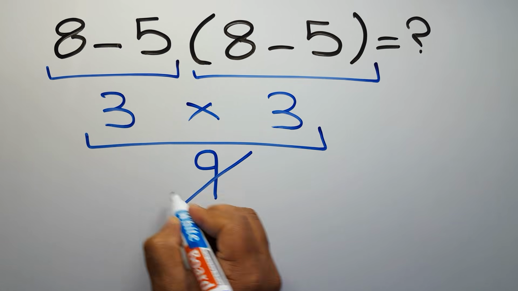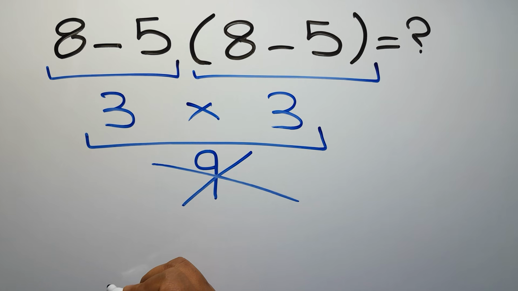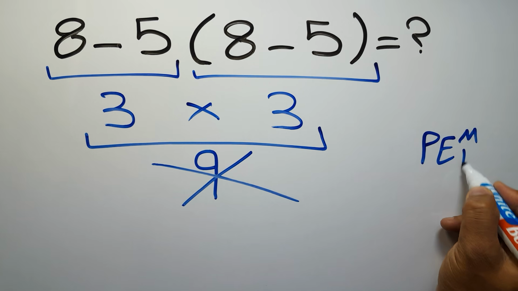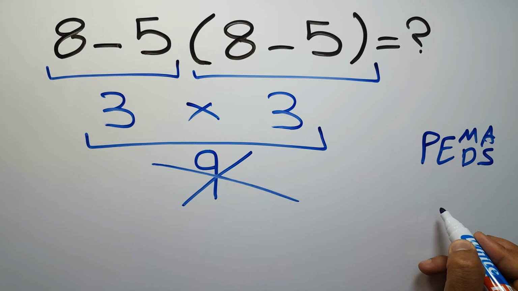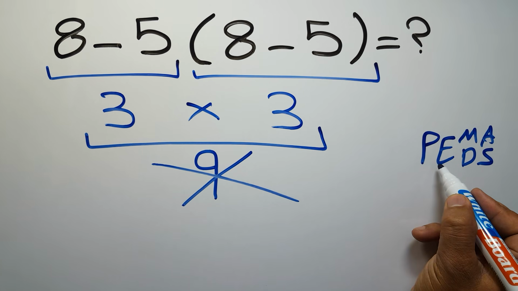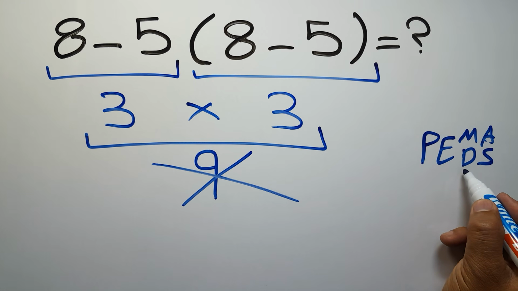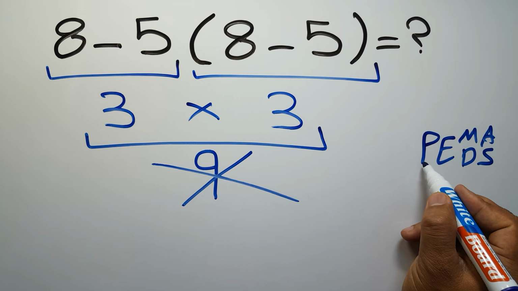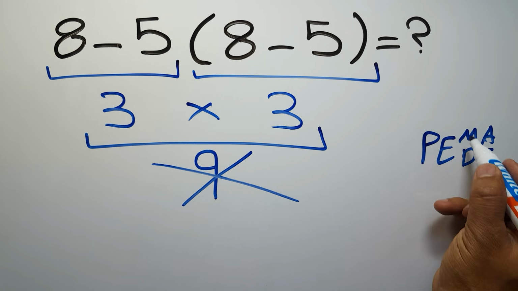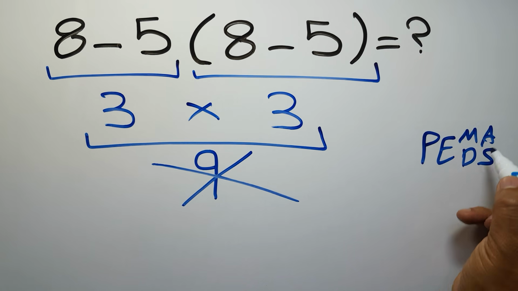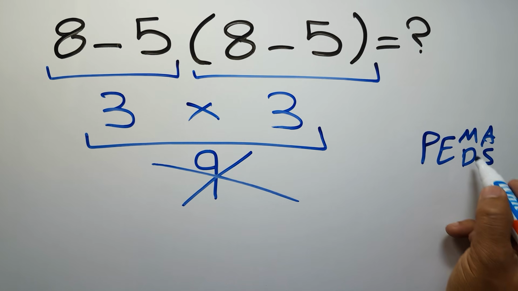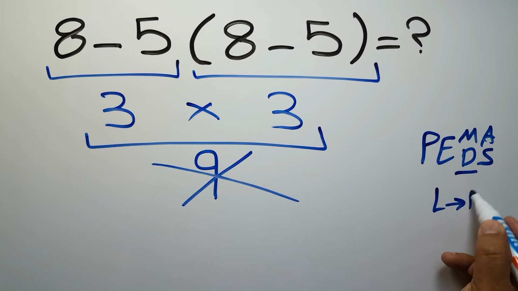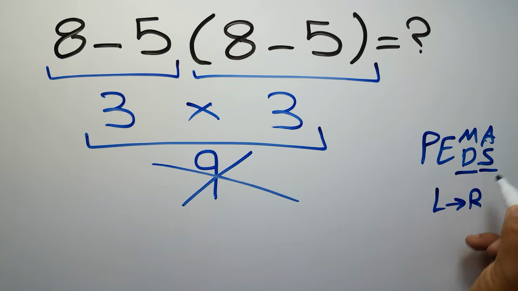But this answer is not correct, because according to the order of operations, which is PEMDAS, P stands for parentheses, E stands for exponents, M and D stand for multiplication and division, and A and S stand for addition and subtraction. First we have to do parentheses, then exponents, then multiplication or division, and finally addition or subtraction. Remember that multiplication and division have equal priority and we have to work from left to right. And the same applies to addition and subtraction.